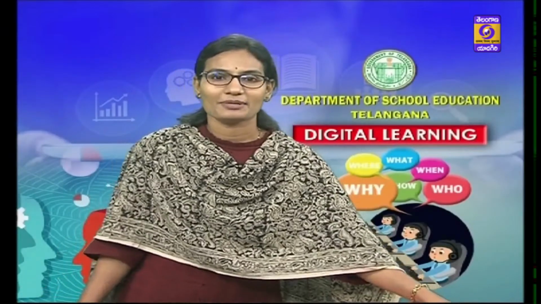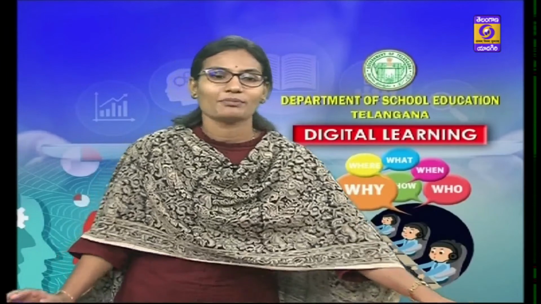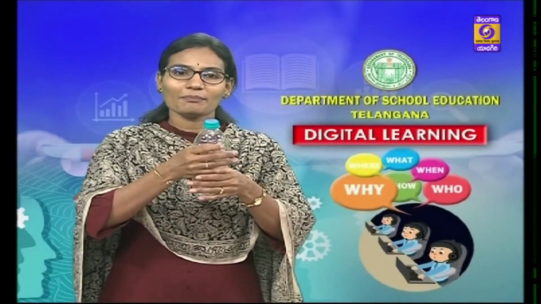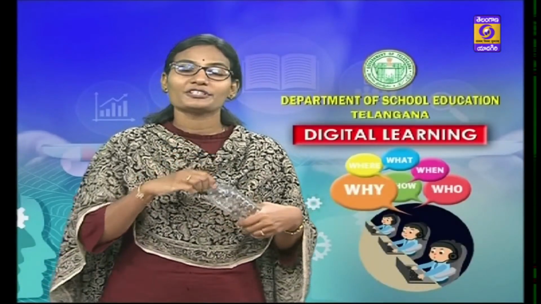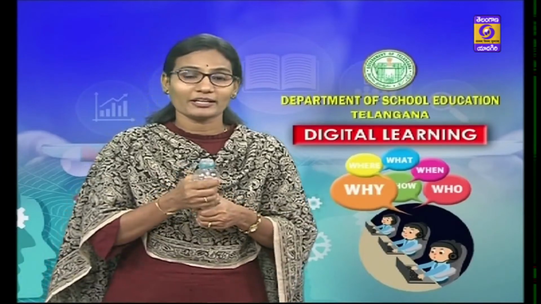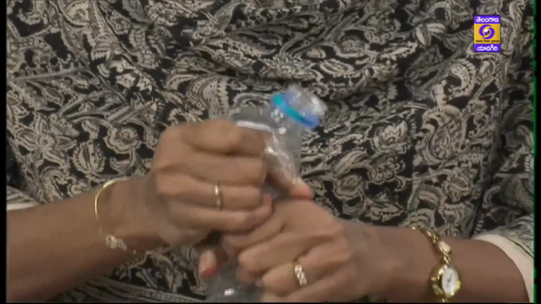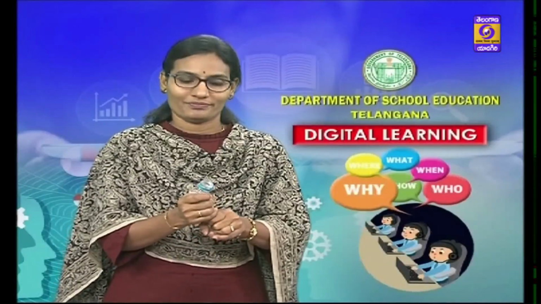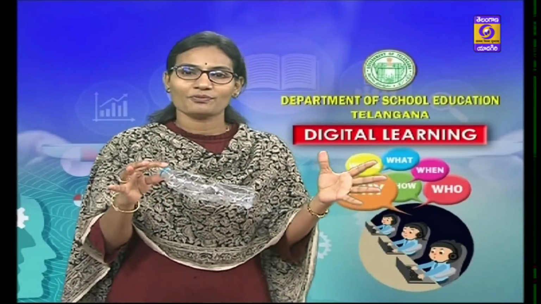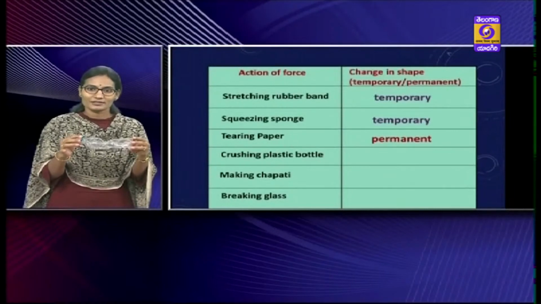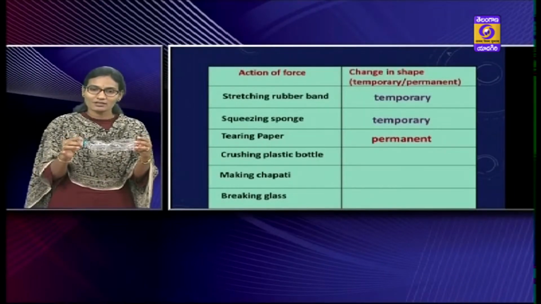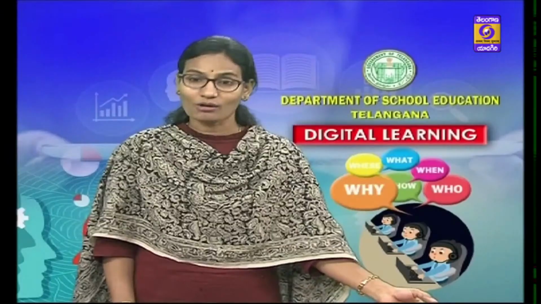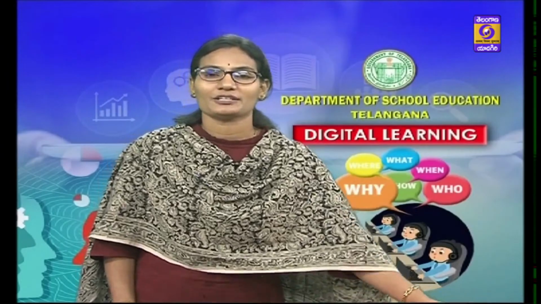The next example is crushing a plastic bottle. Children, after drinking, you have to crush the bottle and throw it. And release the force. Does it regain its original state? No. So this change is also a permanent change.